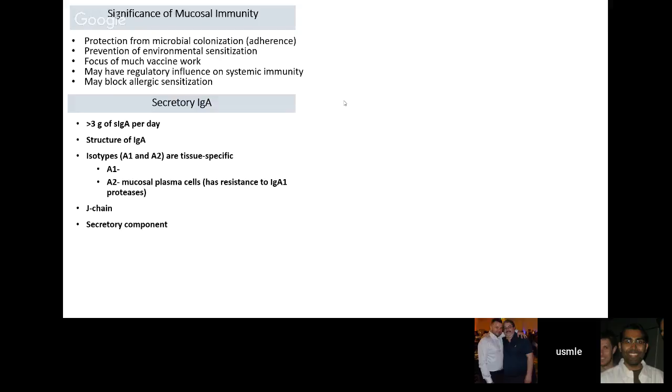Then the other thing is about the IgA. All these mucosal immunity sites are going to have a lot of IgA, secreted IgA, something like more than 3 grams of it. You don't need to know how much as a measurement, but what you need to know about this circulatory IgA is the two types, the isotypes. You have A1 and A2, and both of them are tissue specific. A2 is the one in mucosal plasma cells, which produce the immunoglobulins, and it has resistance to IgA protease. That can be one of the questions as well. And they're going to have a J chain.